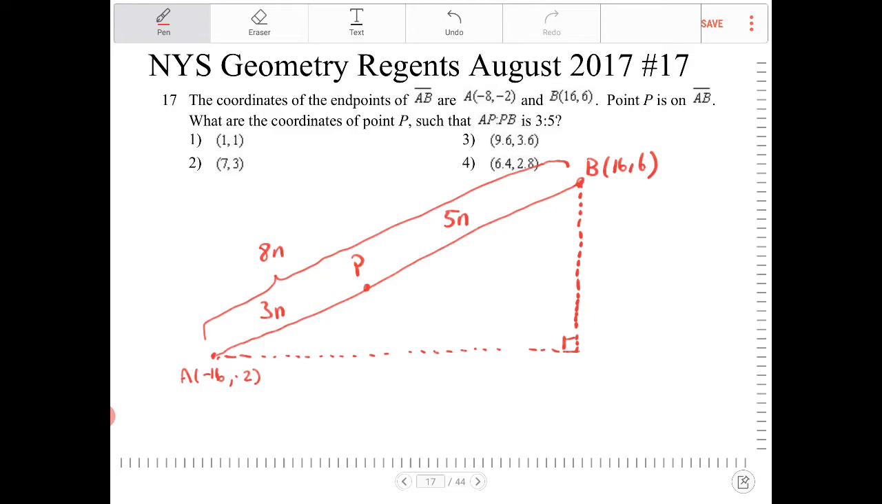And if I do the same thing with point P, drop a vertical component down, and hitting that horizontal component there, I will form another right triangle. So these two, the smaller right triangle and the larger right triangle, they are going to be similar because both right triangles are sharing angle A.